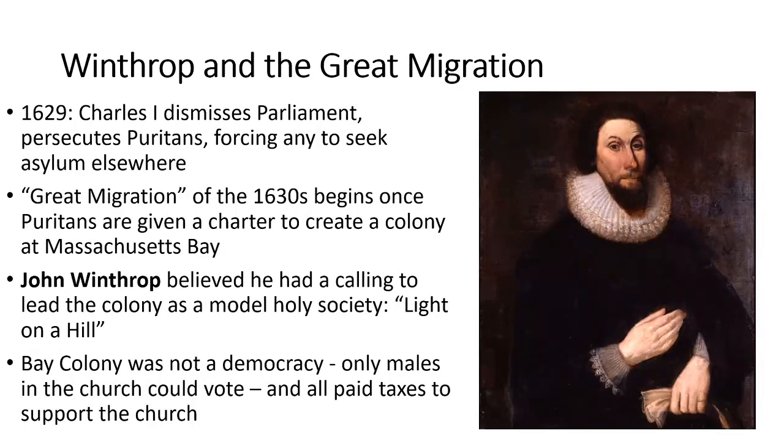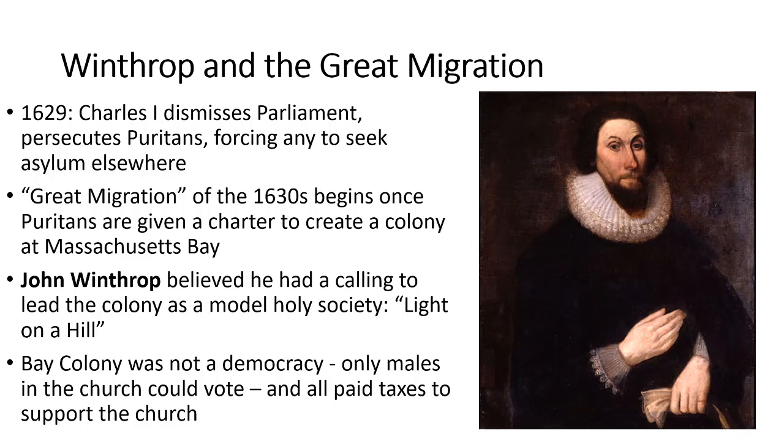Meanwhile, back in England, groups of Puritans had been enjoying, I guess you could say, tolerance from the crown, even though they were challenging some of its ideas. In 1629, Charles I changed that attitude and began to persecute the Puritans. He dismissed Parliament and tried to force all the Puritans to yield to his authority and tried to force them to become a Catholic nation.